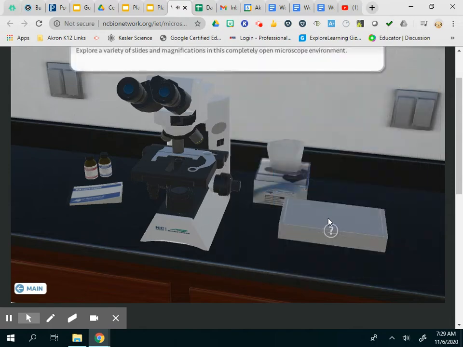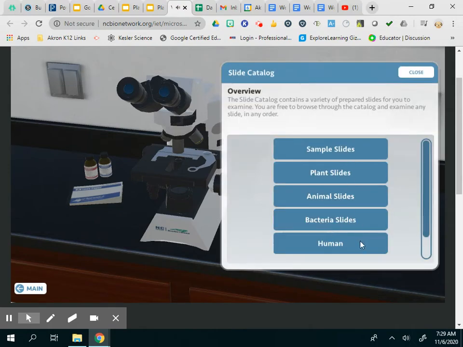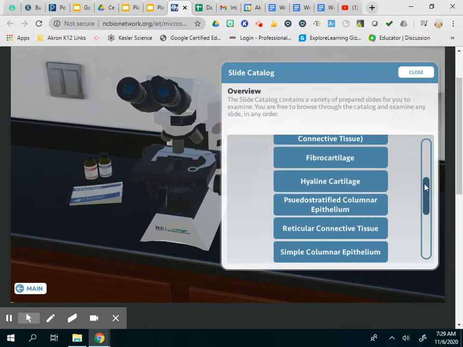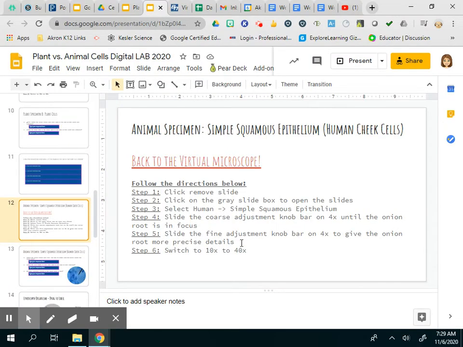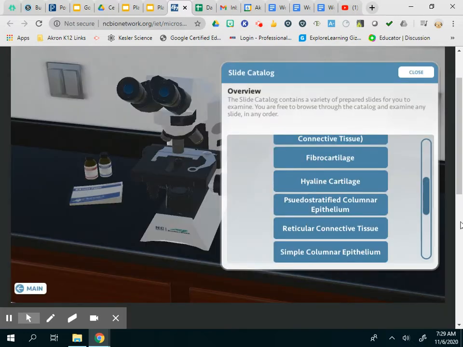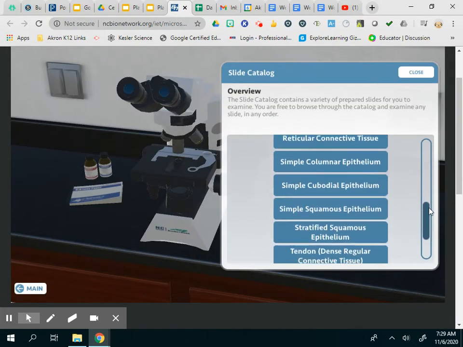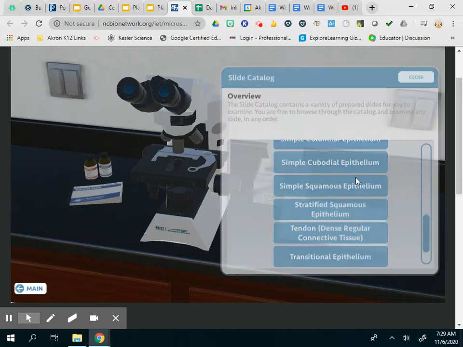Nope, we have to go into the human slides, don't we? There we go. And they want us to get, let's make sure I read it correctly, simple squamous epithelium. That's a really fancy name for your cheek cells. So simple squamous epithelium.